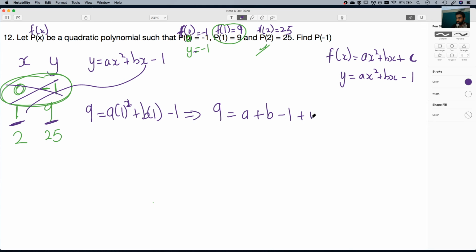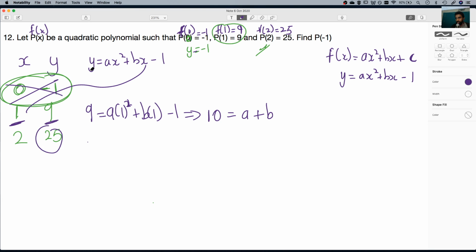And then we can add 1 to both sides, and that will cross this out, and we get 10 on the left-hand side. So let's just do that so we don't have too many steps on our paper. That gives us 10 is equal to a plus b. Okay? And we do the next one.